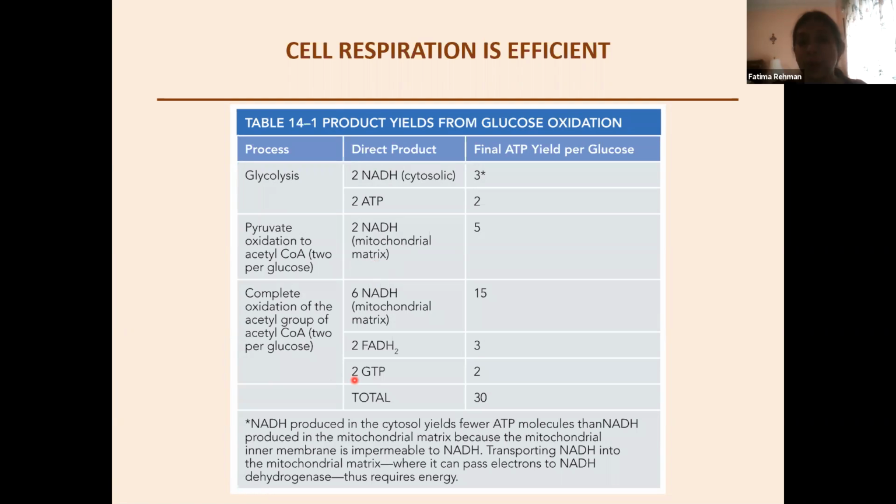So what you should know is why the number is different for cytosolic NADH versus mitochondrial NADH. You should know that the most energy is in the ATP, right? But that NADH produces more ATP molecules per NADH than FADH2, so the FADH2 is producing less energy overall than the NADH molecules. And the GTP can convert straight into ATP without that energy loss.